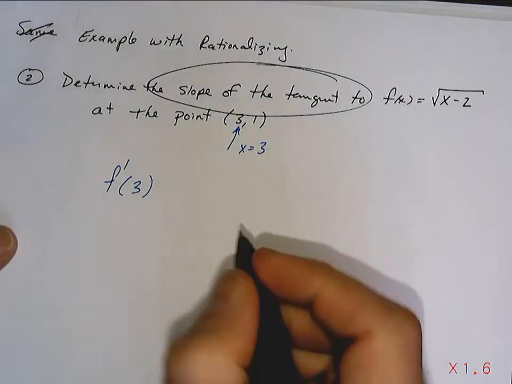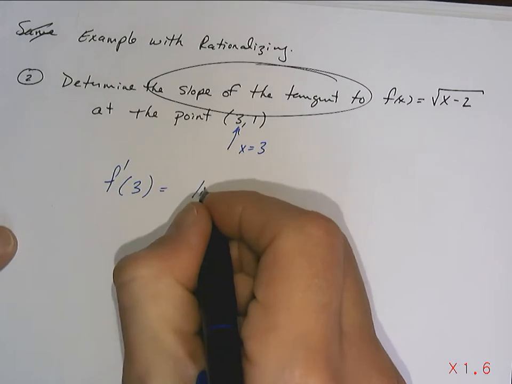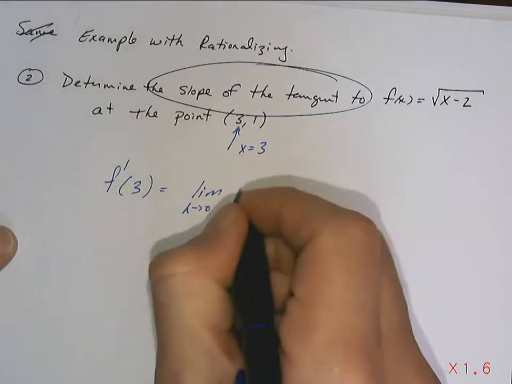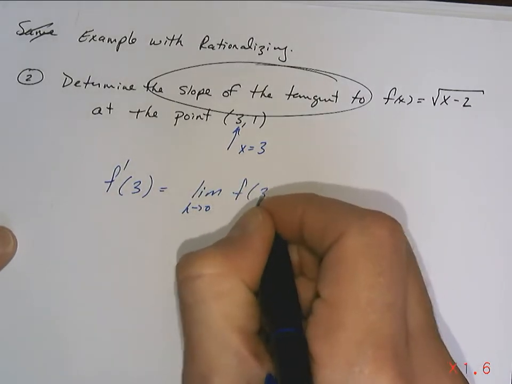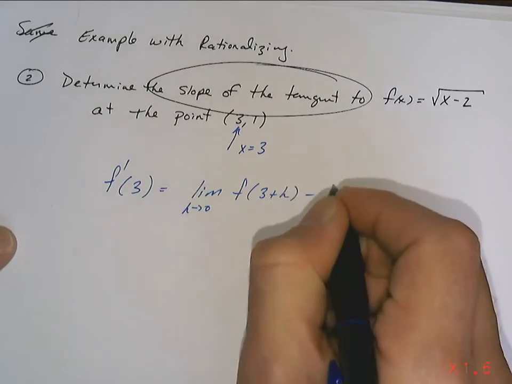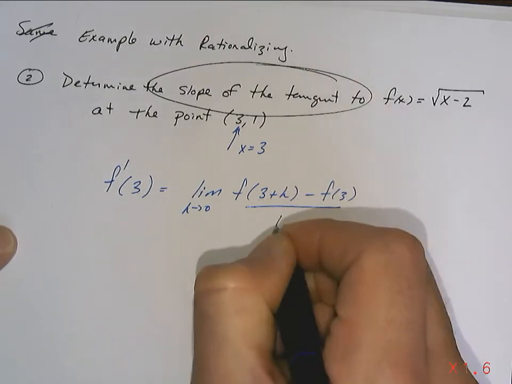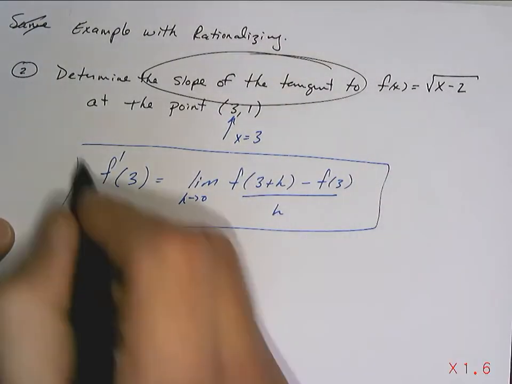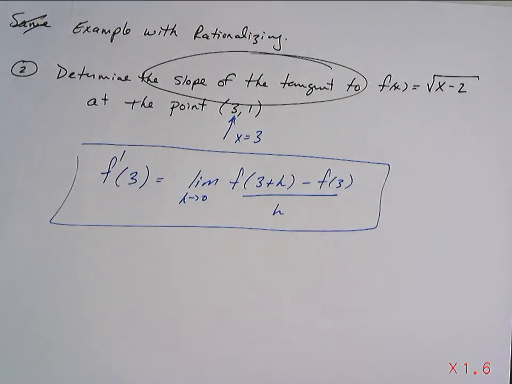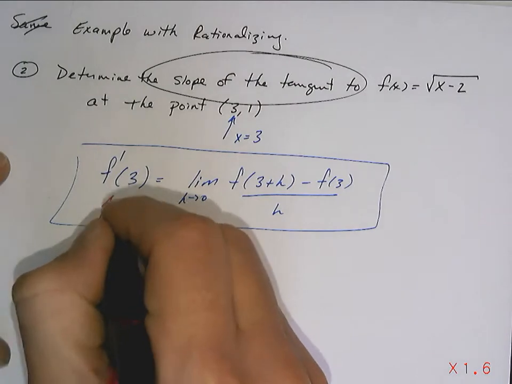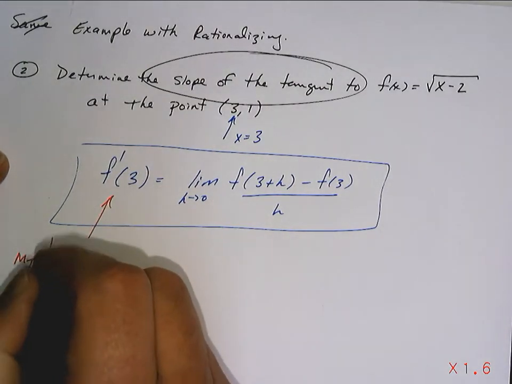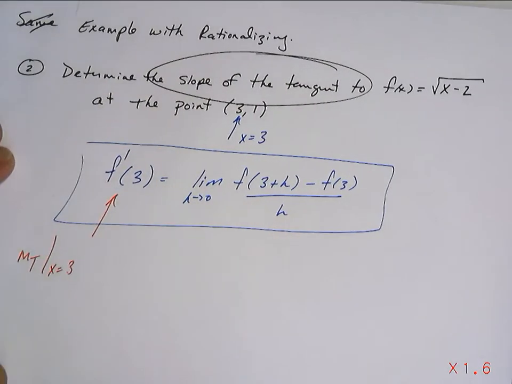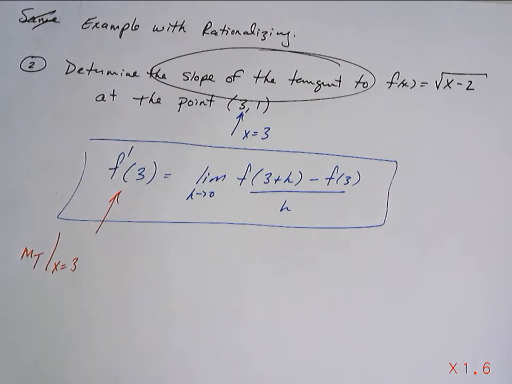We're after f prime of 3, which means that we're looking for the limit as h approaches 0 of f of 3 plus h minus f of 3 over top of h. And if that's not your first step in all of the homework that you've done, go back and redo your homework. Okay? That should be our first step. This is the slope of the tangent to f of x when x equals 3. That's exactly what this is.